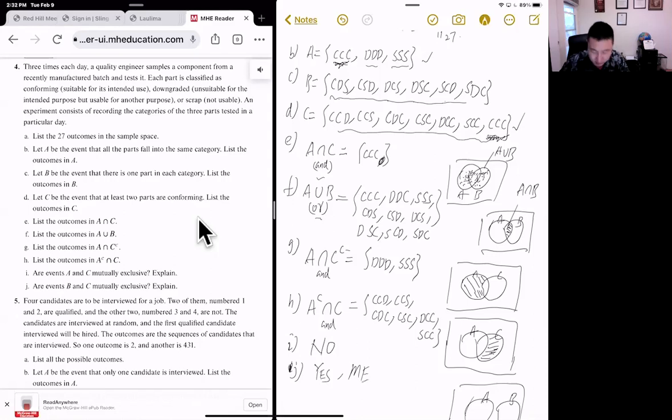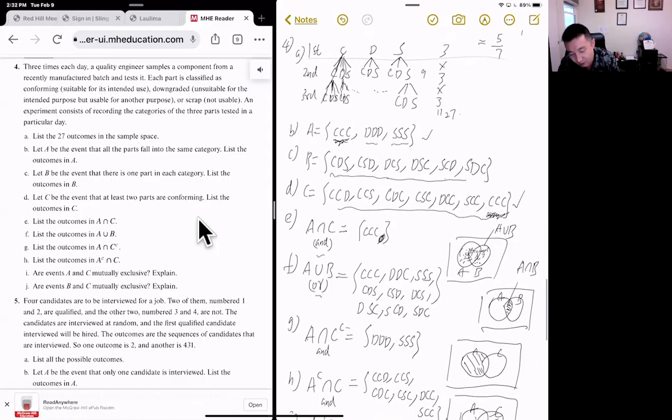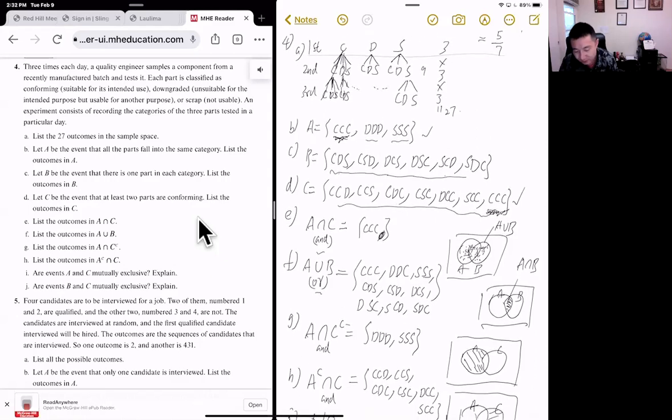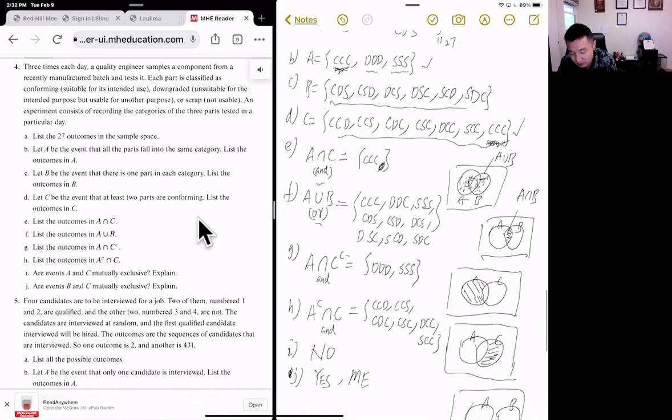Mutually exclusive. Okay, so this question reviews the concepts. First of all, the counting method, all the sample space. Then what is AND, what is OR, and what is complement, and what is mutually exclusive.